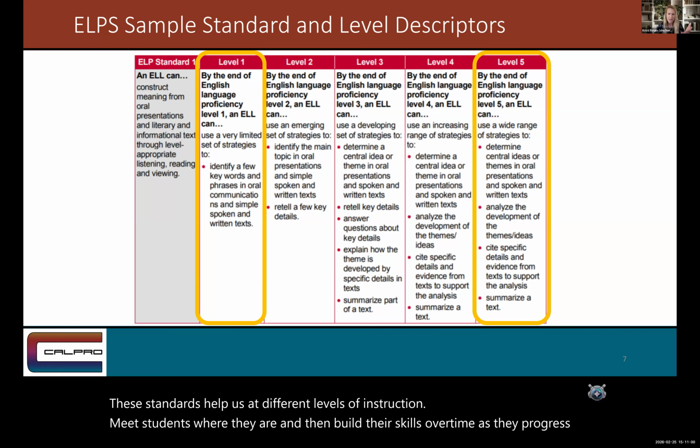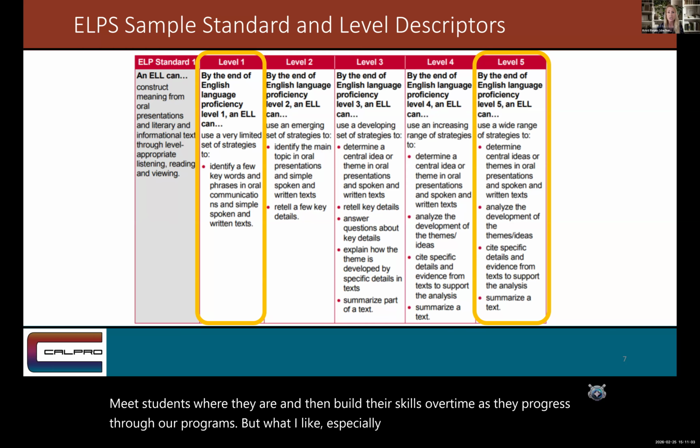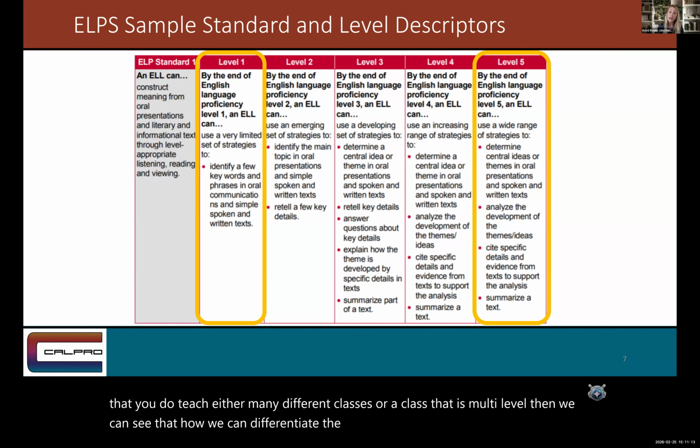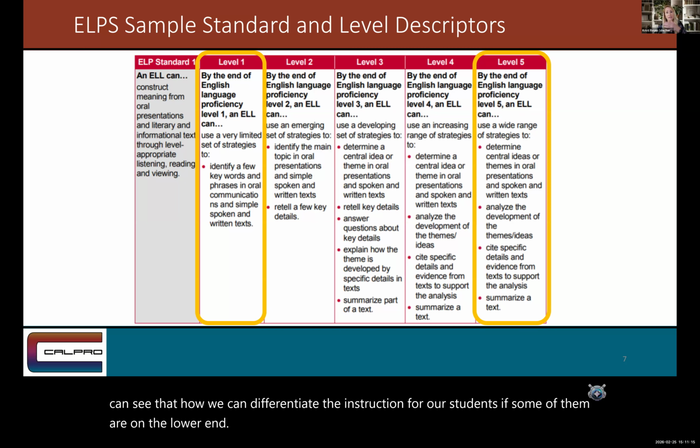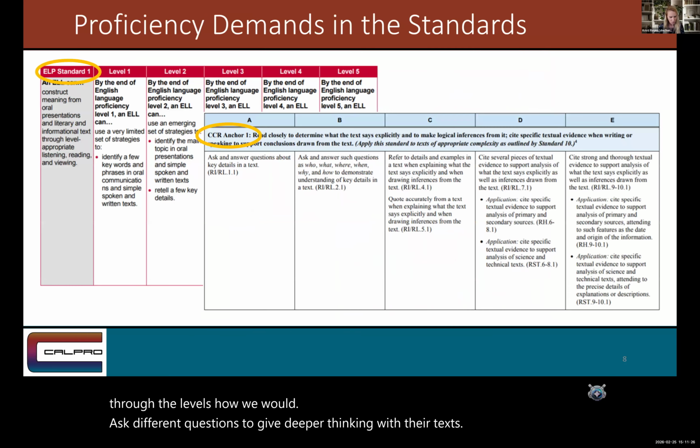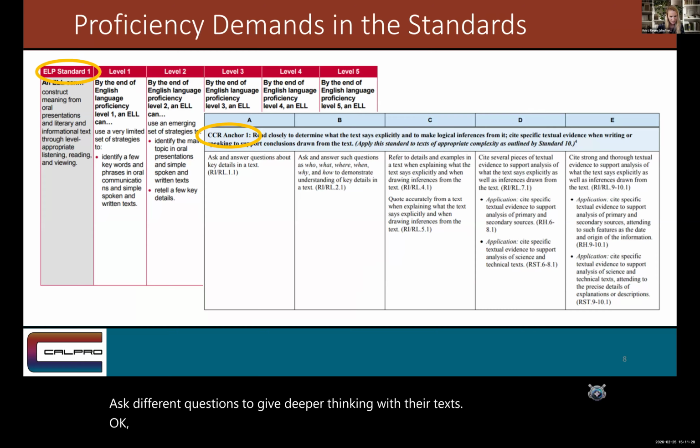But what I like especially, I think some of you have mentioned that you do teach either many different classes or a class that is multi-level, then we can see how we can differentiate the instruction for our students. If some of them are on the lower end, this would be the expectation. And as they move up through the levels, how we would ask different questions to get deeper thinking with their texts. Okay, so with these two anchor standards here, for a given standard, there are different levels of demands on students appropriate to their current abilities.